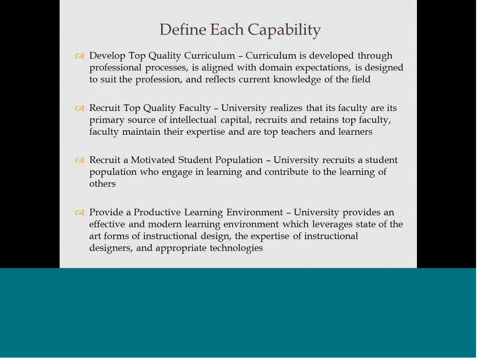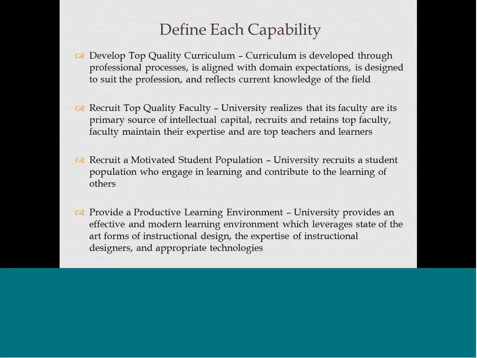So we need to start out by defining each capability. What do we mean by develop a top quality curriculum? Well, curriculum is developed through professional processes. It's aligned with domain expectations. It's designed to suit the profession, and it reflects current knowledge in the field. Recruiting top quality faculty means that the university realizes its faculty are its primary source of intellectual capital. It recruits and retains top faculty, and faculty maintain their expertise and are top teachers and learners.